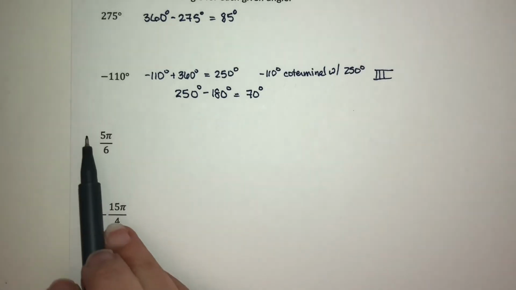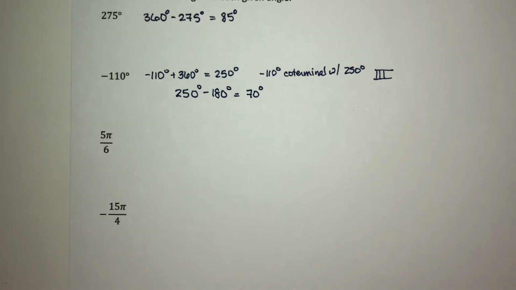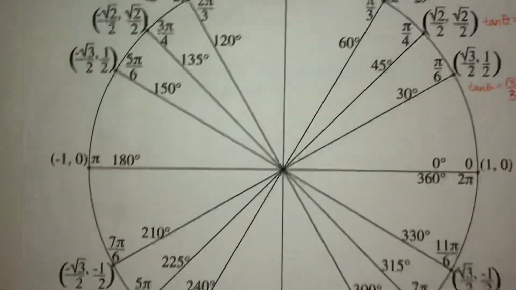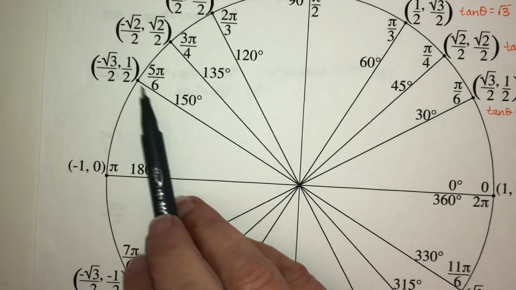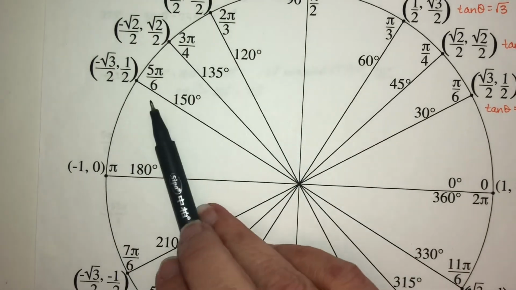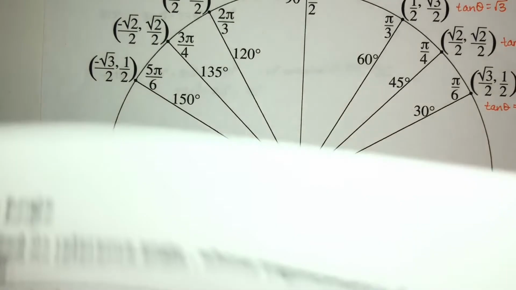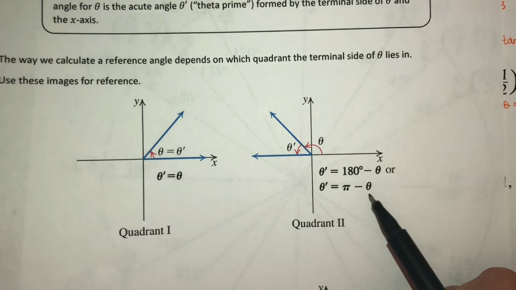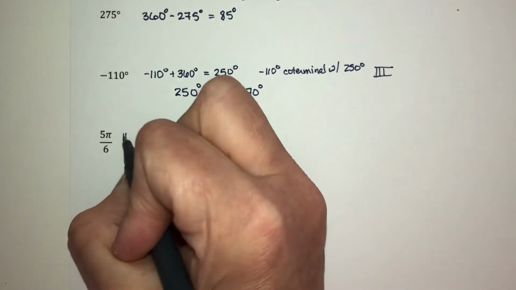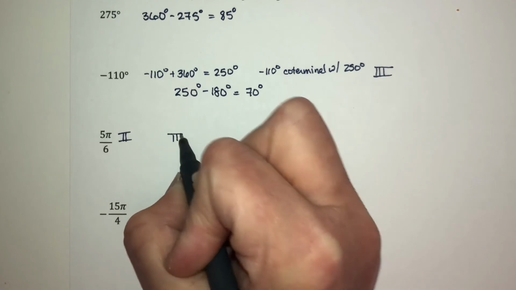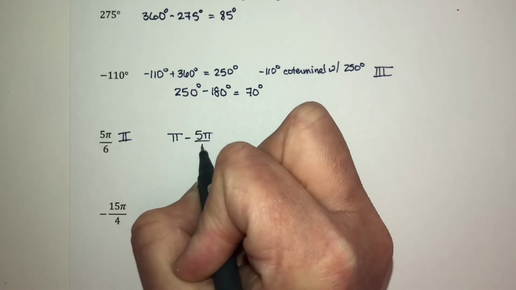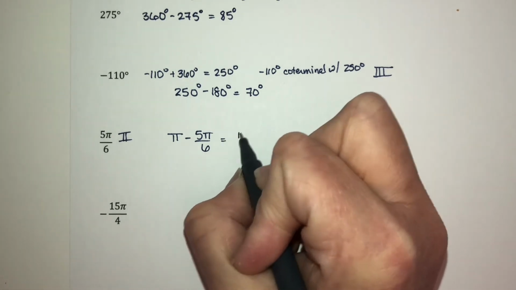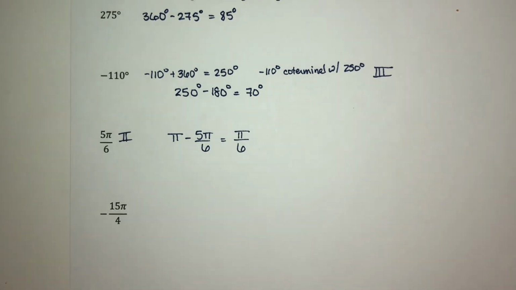Okay, now 5 pi over 6. So we are now in radians. Where is 5 pi over 6? Well, it happens to be exactly one of our points on the unit circle. 5 pi over 6 is in quadrant 2. For quadrant 2, we are going to do pi minus our angle. So we calculate pi minus 5 pi over 6, and you get pi over 6. Okay.